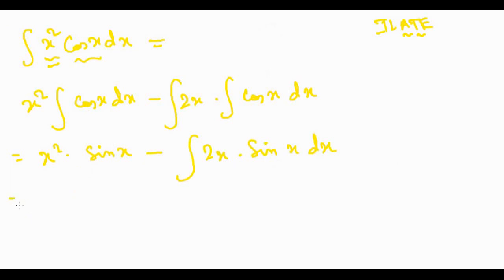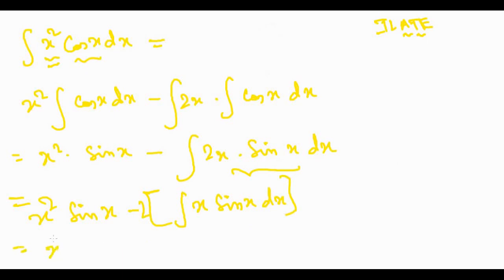So as you can see, after the first integration by parts, what we are left with is x squared sin x minus the integration of 2x sin x dx. So we again need to apply integration by parts on this one. If I do that, I take 2 common, and it's the integration of x sin x dx. So again we need to evaluate this: x squared sin x minus 2. I take x as my first function, so the integration of sin x dx, minus the integration of the derivative of x, which is 1.